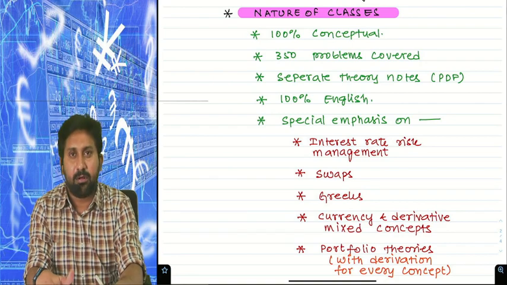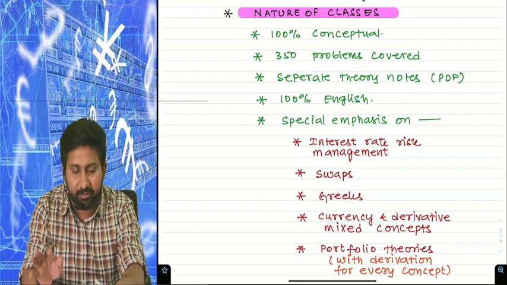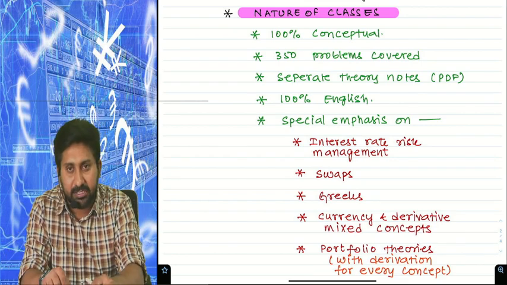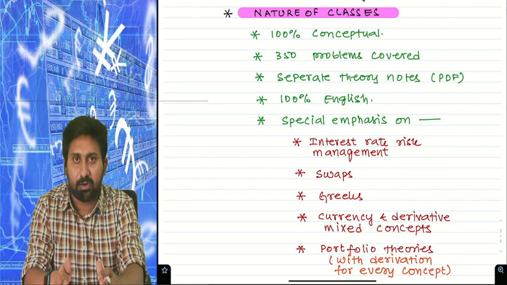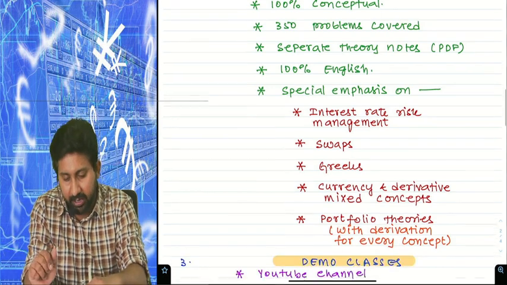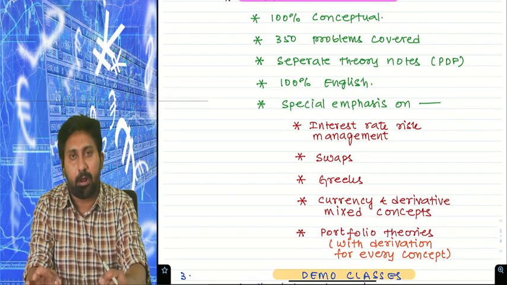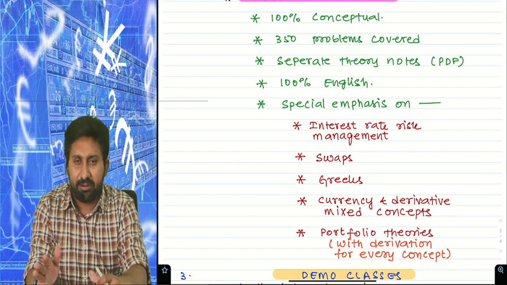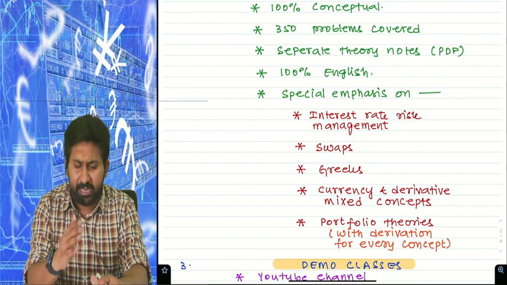Every concept, from problem 1 to problem number 350, whenever a concept is taken, I will explain the full background behind it: how it came about, the concept behind it, the formula, its derivation, and then we will do the problems. Okay, next, 350 problems I will cover in the crash batch, and 750 to 800 problems in the regular batch. So 350 problems means exactly half.